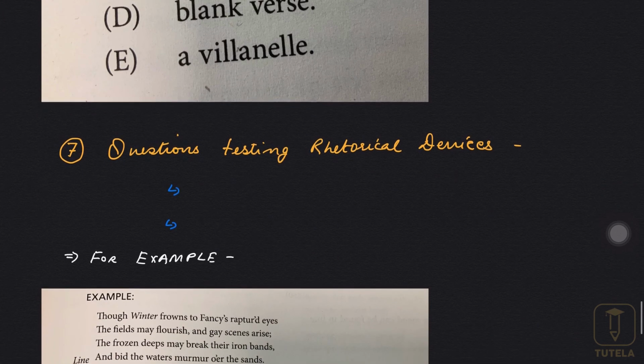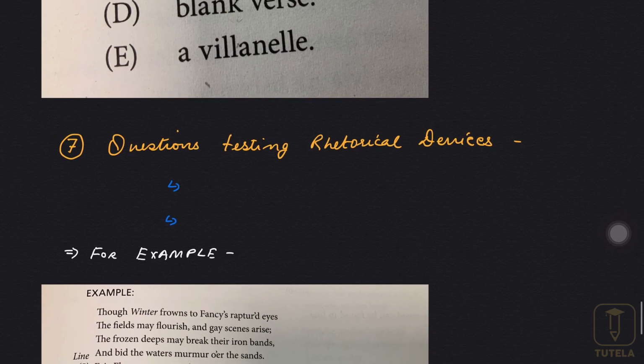The 7th type of question that we will talk about today are questions that test us on rhetorical devices. Rhetorical devices are not uncommon. I'm pretty sure students are aware of the simpler rhetorical devices such as the metaphors and similes, which are devices of comparison, and many more.